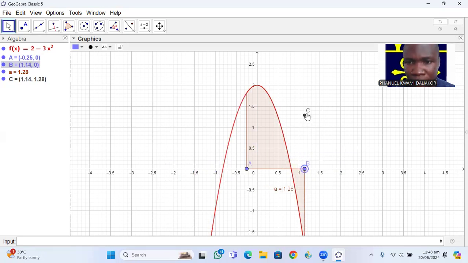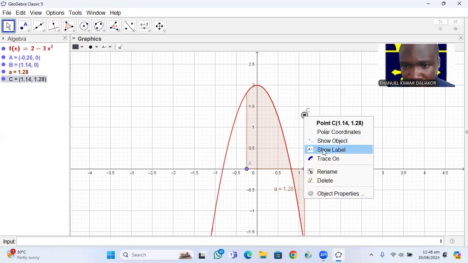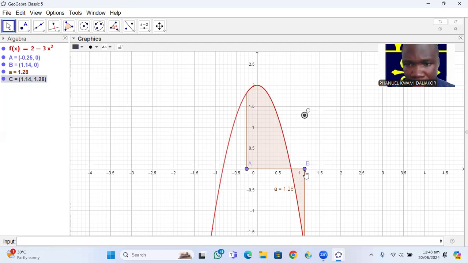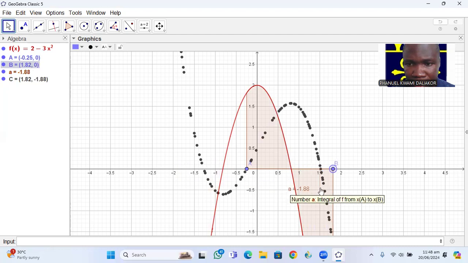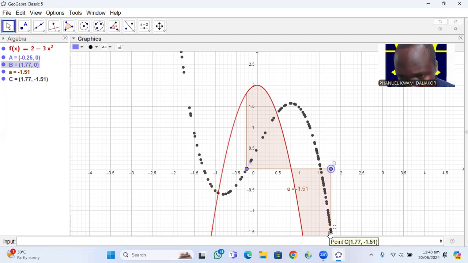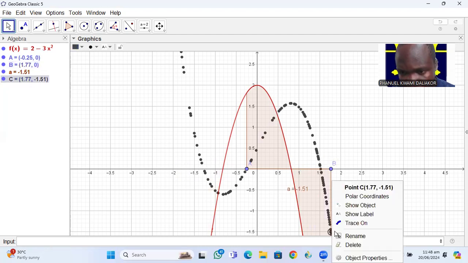So let's turn on the trace and see what happens when I move B. So this is my point. The trace is on. If I do this when I move it, see what happens. Wow. Let me turn off the trace.